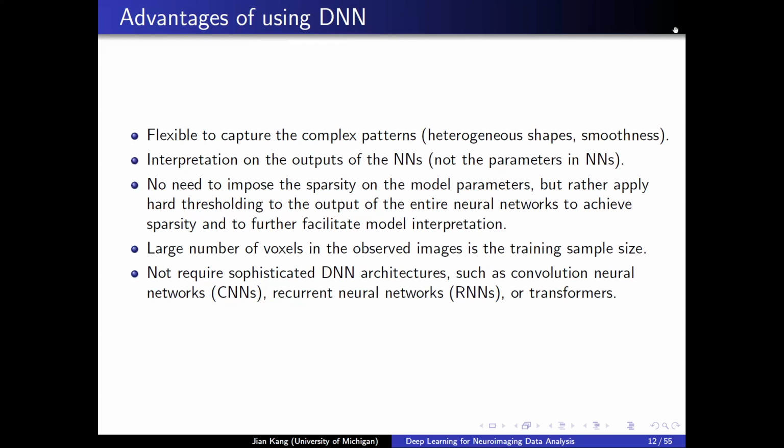We impose sparsity without using any regularization. We're just using this hard thresholding. And also we convert this large number of voxels into training samples for the neural network. But this is a very good point: what is the loss function, and how do you convert that?